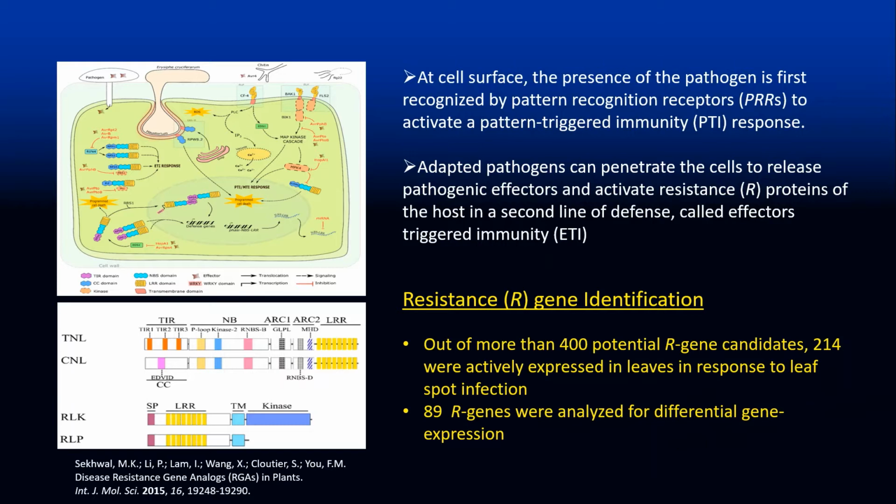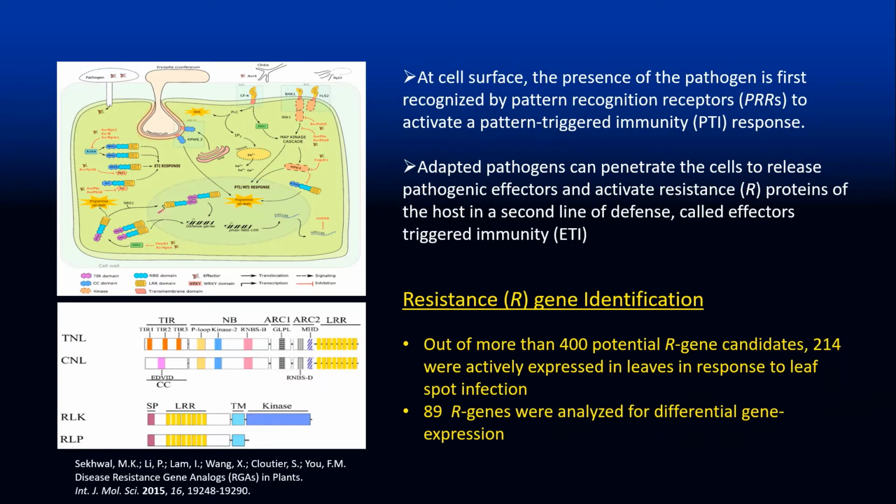The adapted pathogens can penetrate the cells at this point to release pathogenic effectors and activate the second line of defense, the R proteins or resistance proteins that can stop the pathogen, called effector-triggered immunity, or ETI. The combination of PTI and ETI works effectively with different pathogens. However, new pathogens with better ways to penetrate the plants can overcome the defense mechanism.